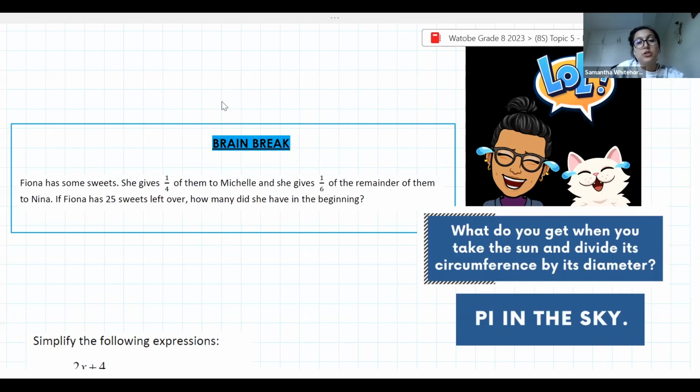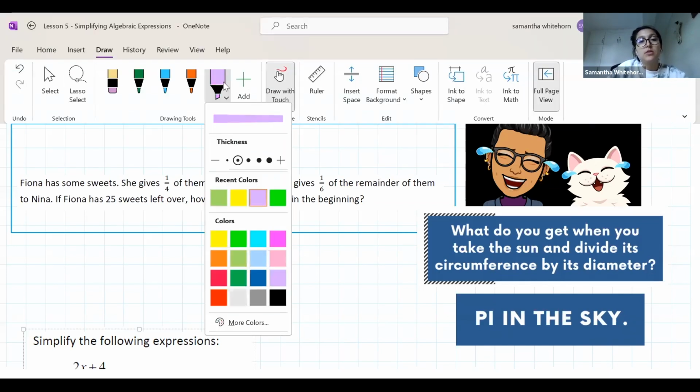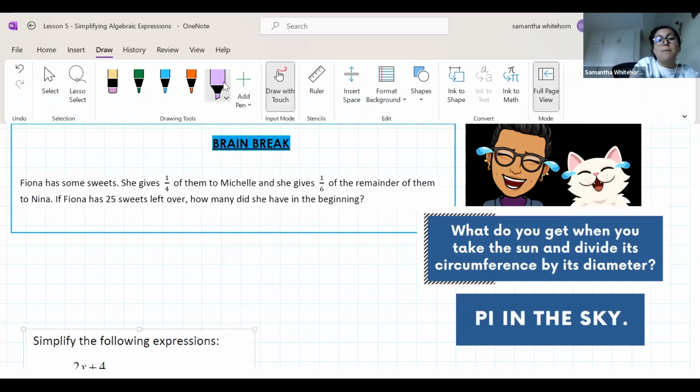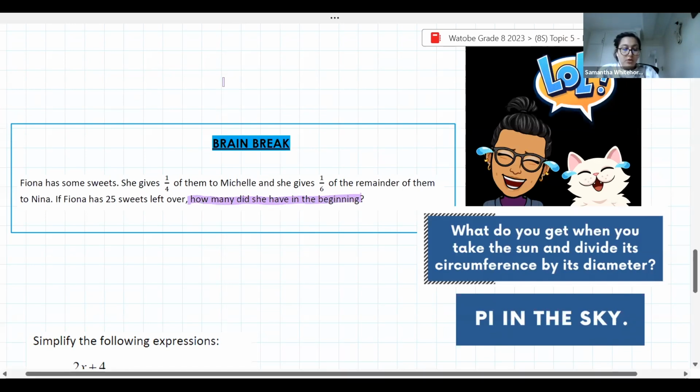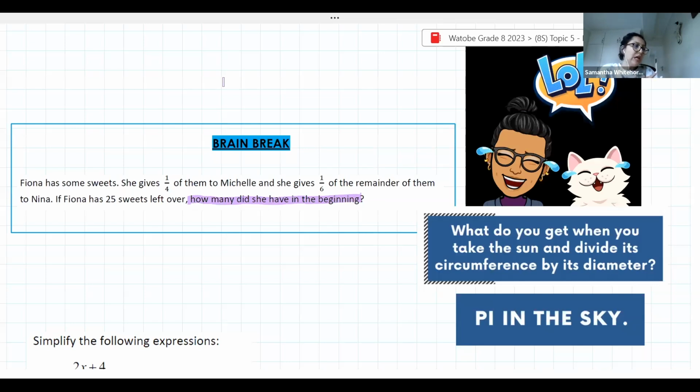So I want you to try it. Very importantly, though, the question is asking how many sweets did she have in the beginning. So your answer should not be a fraction or a decimal. It should be a whole number. You can't have a quarter of a sweet unless you break it, and there are no broken sweets. They are whole sweets. So I want you to give it a try for the next few minutes.